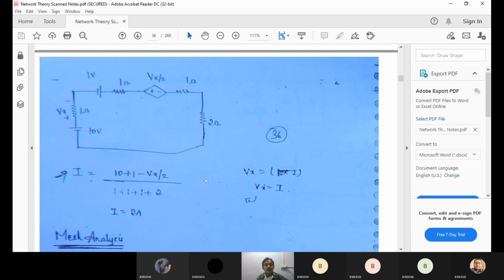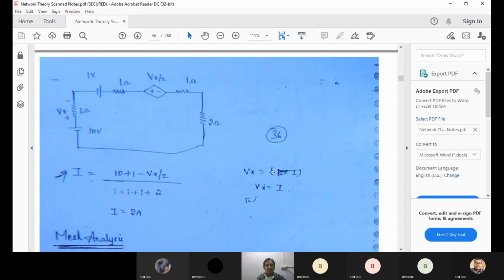Here we need to find out the current through the circuit. So if you apply Kirchhoff's voltage law, the algebraic sum of voltages in a closed loop is equal to 0. So your 10 and your 1 and the next, minus Vx by 2. Negative to positive means the potential increases, so we can consider this as positive, this as positive, and in that case this as negative. Otherwise, you can consider this as minus 10, minus 1.